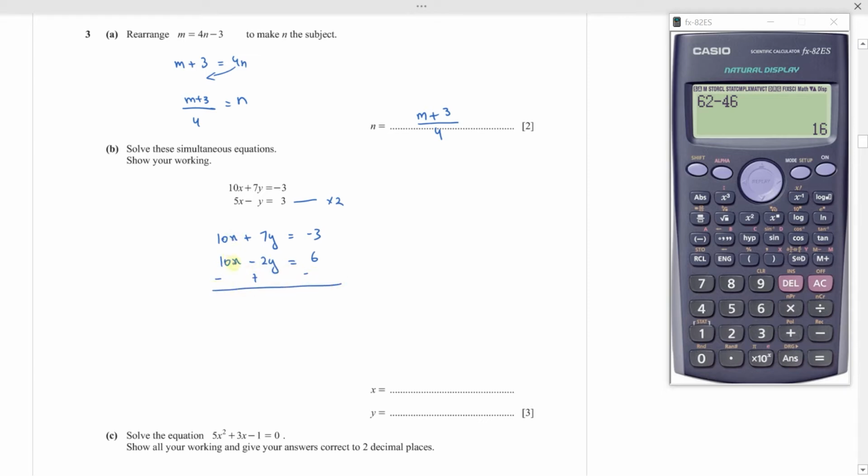10x minus 10x is 0. 7 plus 2 will be 9y, and this will become minus 3 minus 6, which will be minus 9. So y equals minus 1.